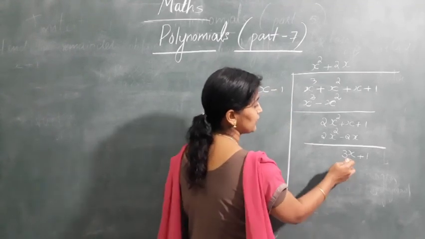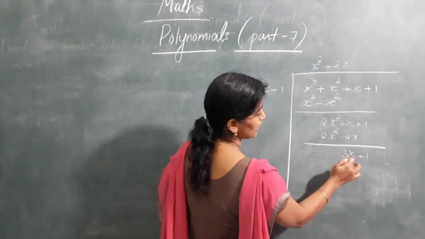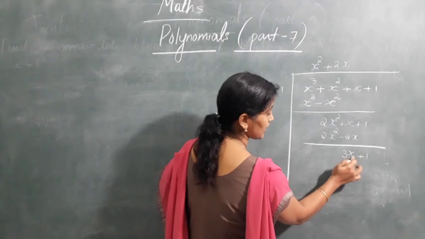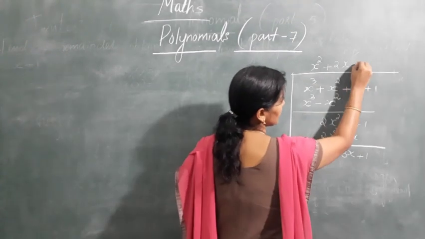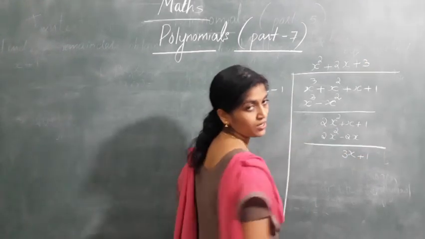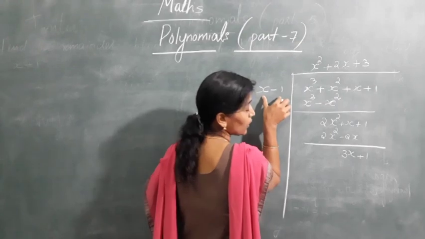So again we continue the division, taking this as the new dividend. Take the first term 3x, and divide it by the first term here, x. That is 3. That is the next term of the quotient. Next step, take this term positive 3 and multiply with all the terms here.